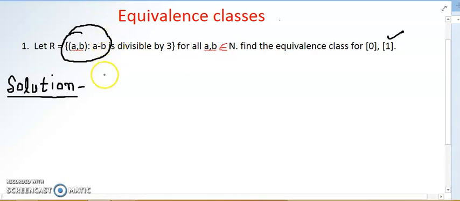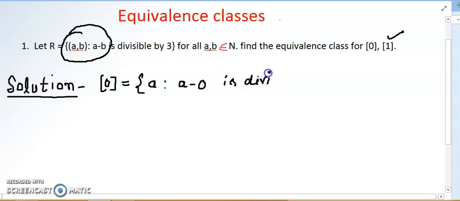So we have to find the equivalence class for 0. Write here: 0 equal to, you have to find a such that a minus 0, because your b is 0, is divisible by 3. All right.